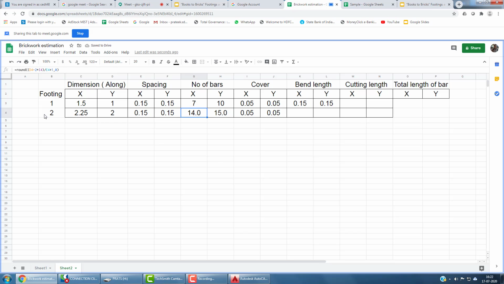So 14 and 15. So this is what we had got in manual calculation, I hope. You can reduce this spacing.